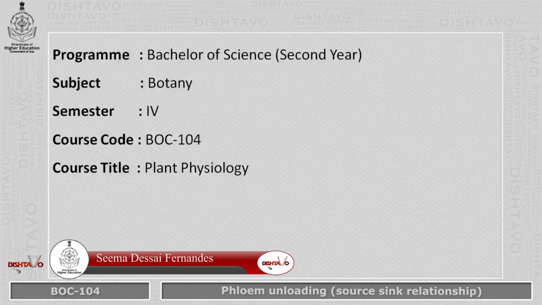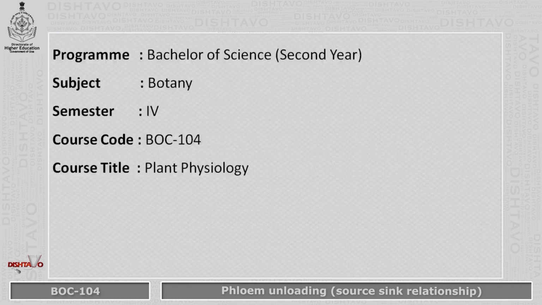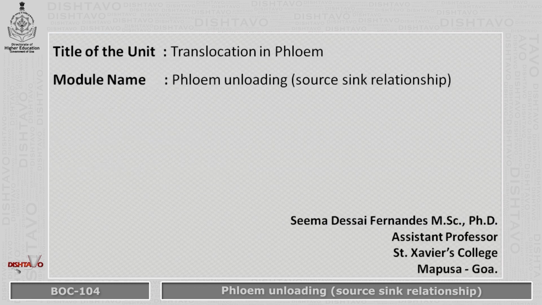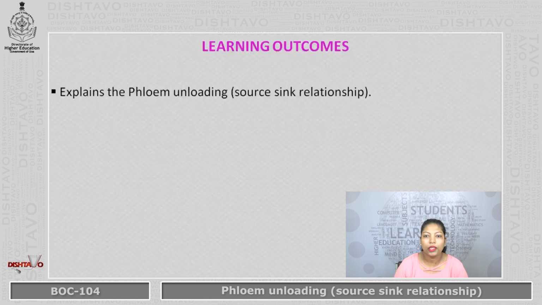This program is for the Bachelor of Science SYBSc students, subject Botany, Semester 4, course code BOC 104, course title Plant Physiology. Title of the unit: Translocation in Phloem. Module name: Phloem Unloading - Source-Sink Relationship. Outline of the module: Phloem Unloading - Source-Sink Relationship. Learning outcome: explains the Phloem Unloading - Source-Sink Relationship.